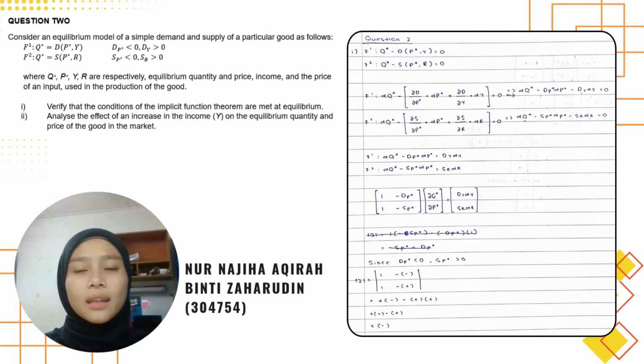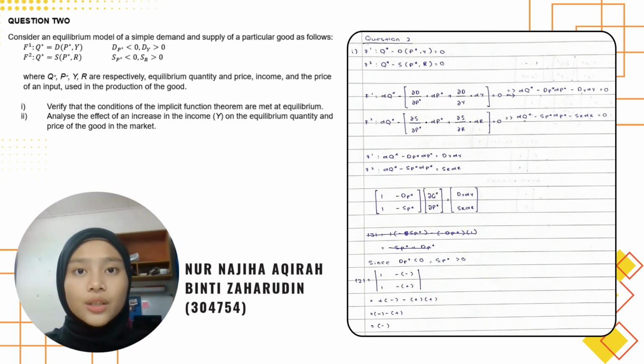Next, for question 2, there are two questions. First question is, verify that the conditions of the implicit function theorem are met at equilibrium. First, we need to verify the implicit function, so both functions need to equal 0 to get the implicit function. And then, we need to differentiate the functions until we get dQ minus dP multiplied with dP minus dY multiplied with dY equal to 0. The second function will be dQ minus SP multiplied by dP minus SR multiplied with dR equal to 0.